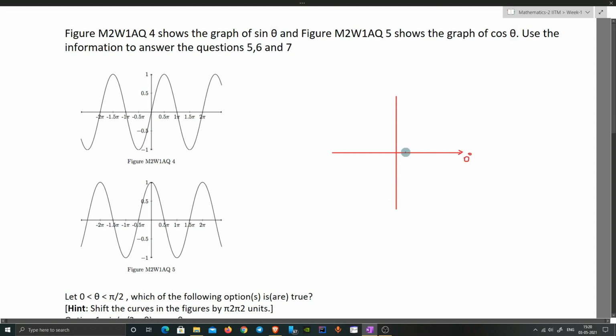So if we move on in this direction, usually the convention is that the anti-clockwise direction is always positive. Okay, so if we are moving in this direction, this line will be 90 degrees, this line will be 180 degrees, and this line is 270 degrees.